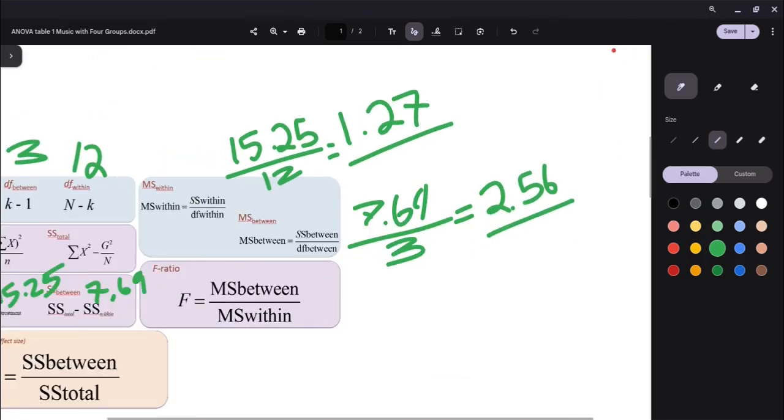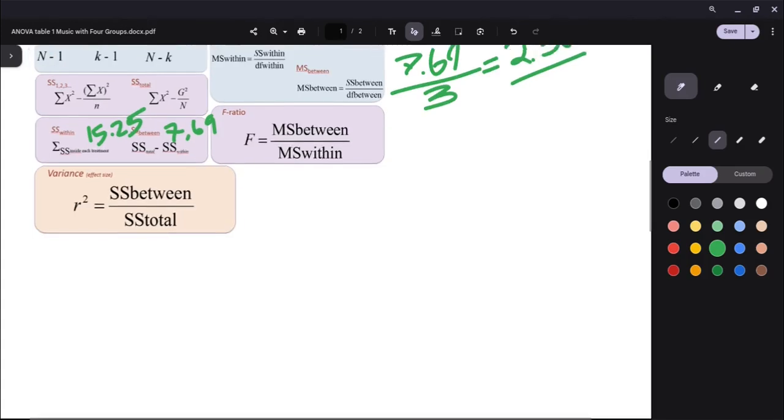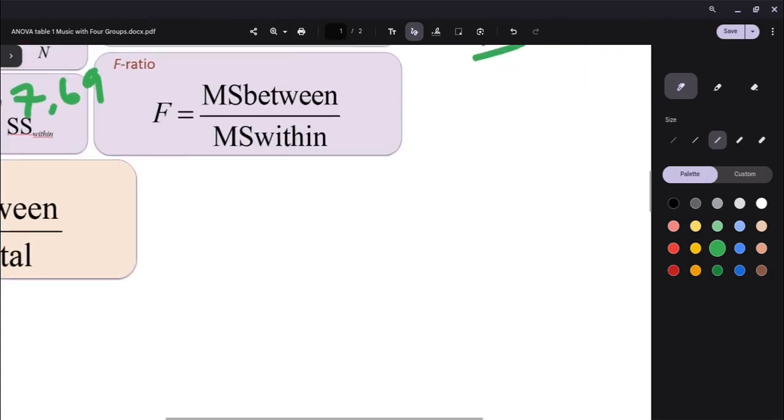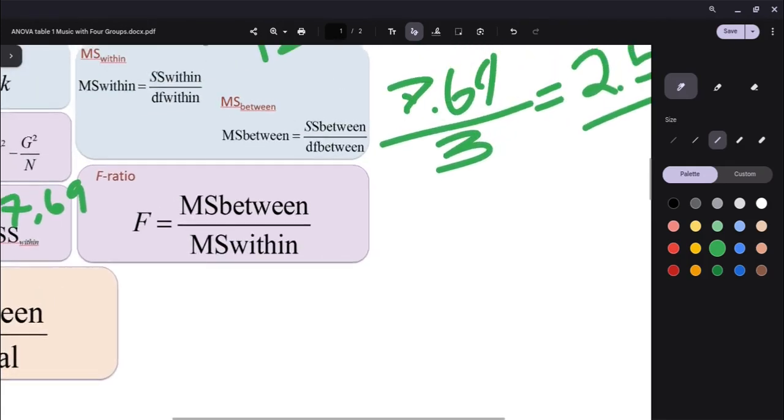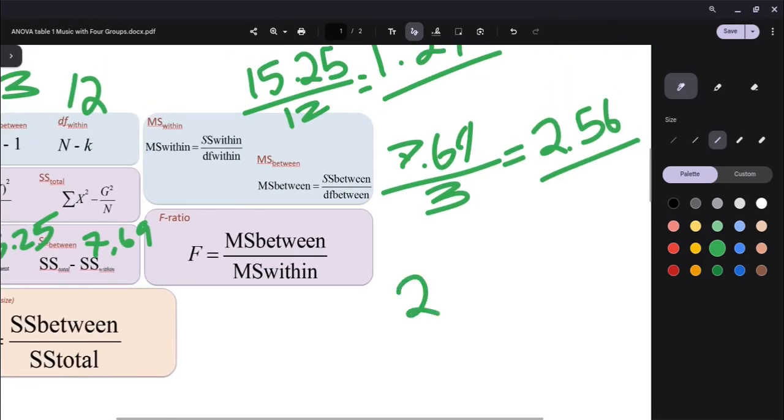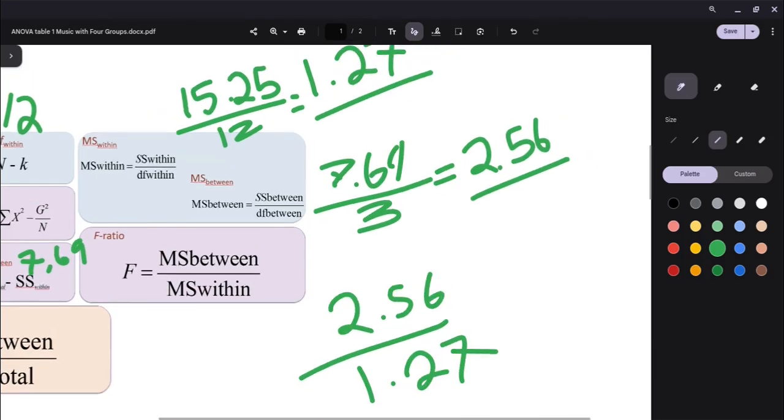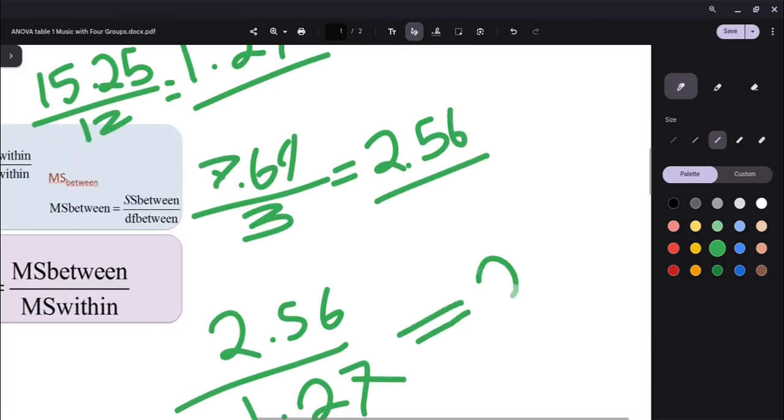Oh my goodness, all that work. And now we're finally here to find our F ratio. So that's just going to be our MS between, which was 2.56, divided by 1.27. And that'll equal 2.02.